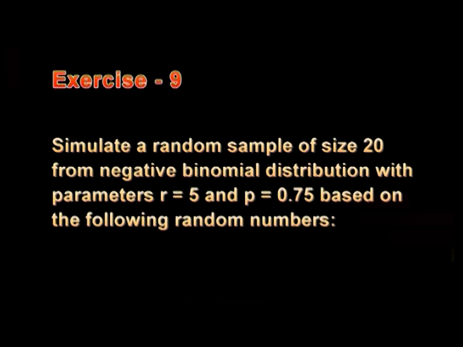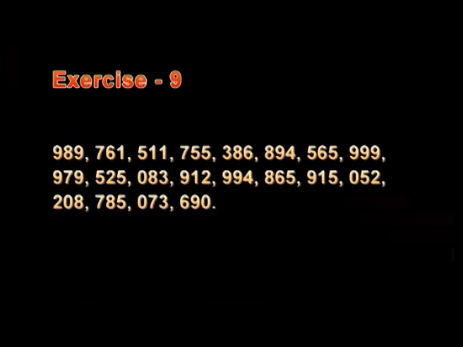Simulate a random sample of size 20 from negative binomial distribution with parameters r is equal to 5 and p is equal to 0.75 based on the following random numbers: 989, 761, 511, 755, 386, 894, 565, 999, 979, 525, 083, 912, 994, 865, 915, 052, 208, 785, 073, 690.